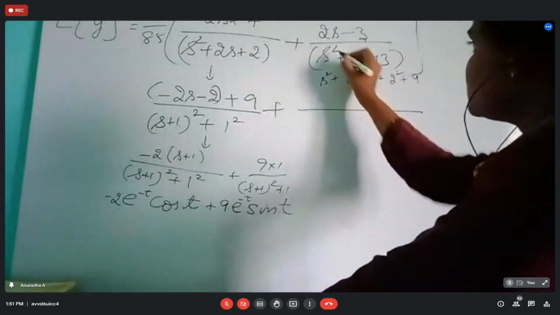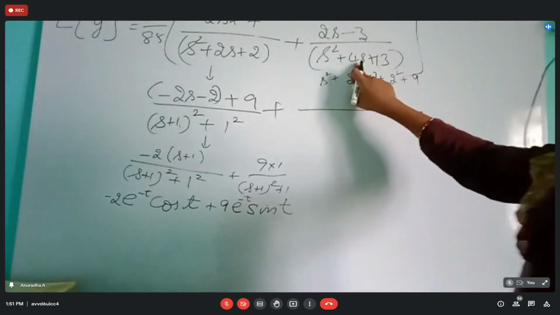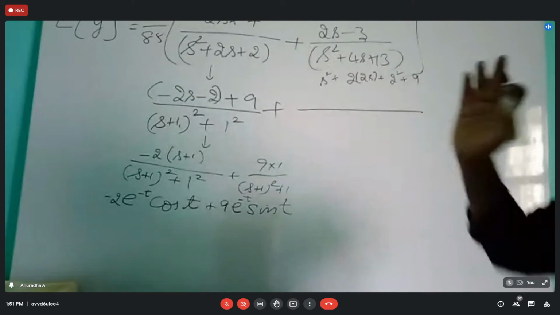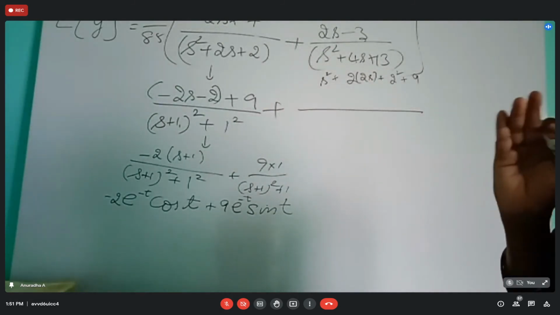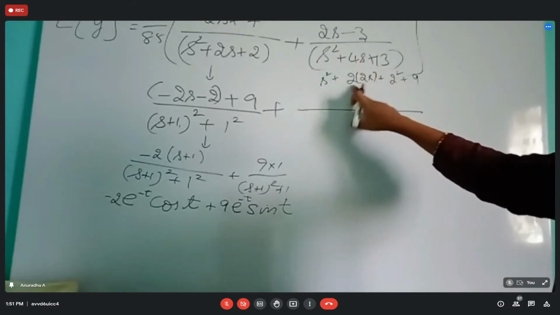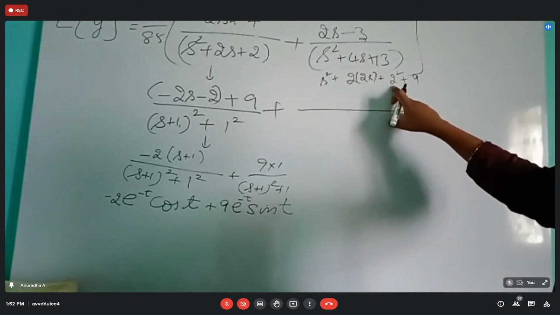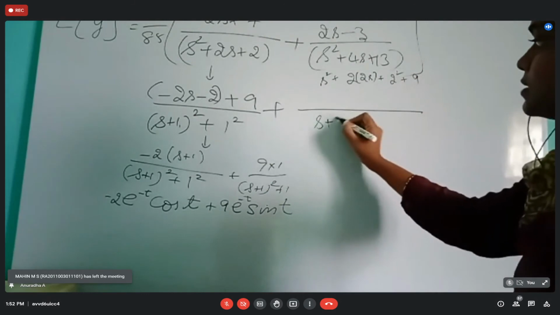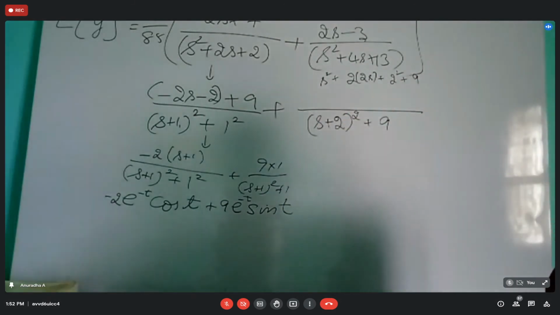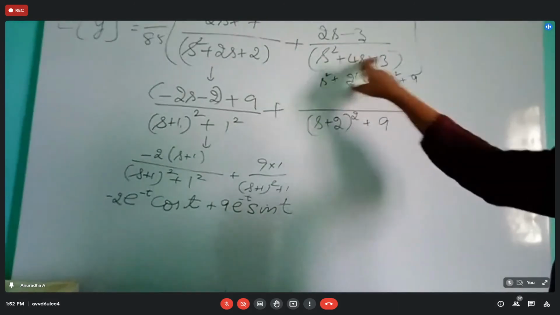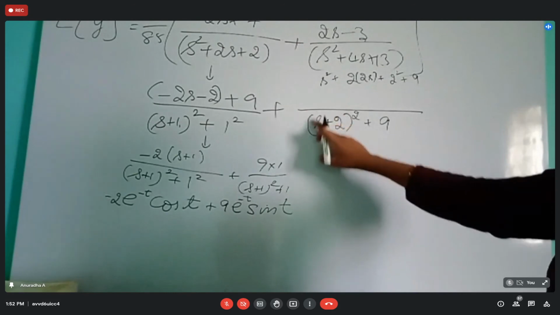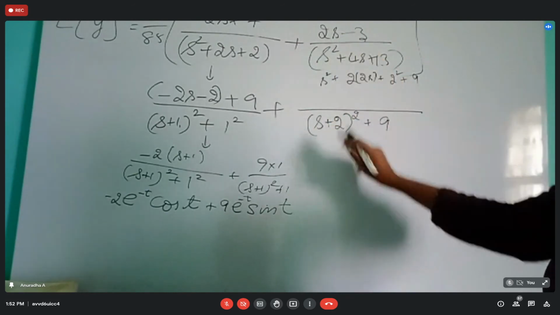That is correct. Because 4s is there, I have to use the s plus a whole square formula, s plus a whole square or s minus a whole square. So 2 into 2s is 2ab, where a is 2, 2 square. Now I have s plus 2 whole square plus 9. So s square plus 4s plus 13 can be rewritten like this. Now what I have to do is bring s plus 2 in the numerator.